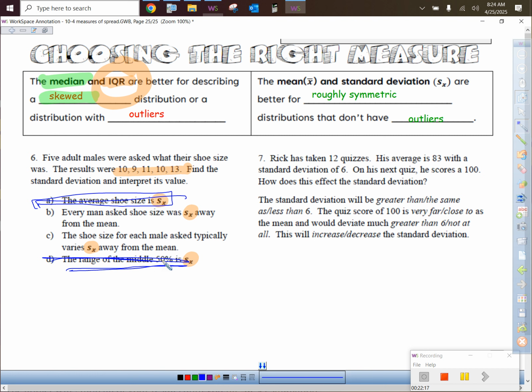It's one of these, too, and they're very close. So look back to what we did, especially with the Earl and Kelly. I'm not going to go back a slide. How did we write that sentence with the Earl and the Kelly about what standard deviation means? What's the magic phrase besides Earl and Kelly and bowling and 40 and 20? What's the magic phrase? Typically varies from what? The mean. Because, is it every man asked the shoe size was this away from the mean? Or the shoe size for each male asked was typically varied from the mean? B or C? Yeah, it's just the ones they asked. It's not every man in the United States about their shoe size.